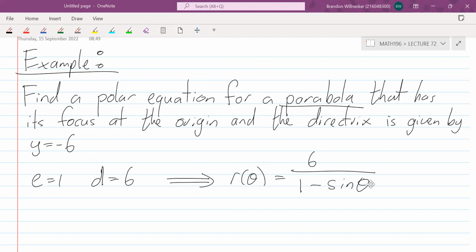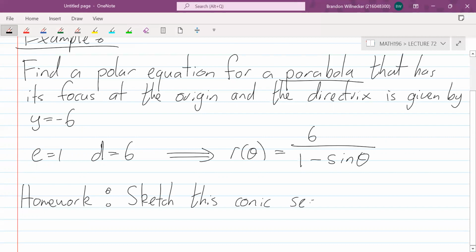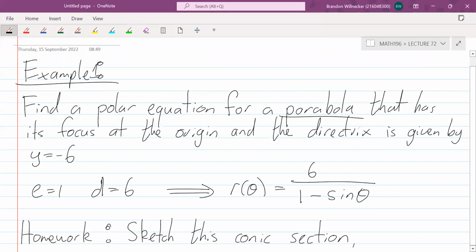And then I'm just going to leave it as a homework exercise to try and sketch this, to see what kind of parabolic shape you get. Okay, so sketch this conic section. Okay, so that's example 1.